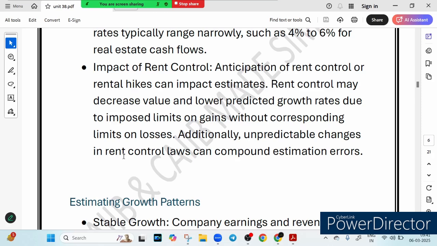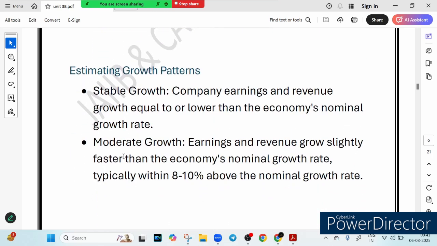So the final thought is that DCF valuation is only as good as the growth estimate you put in. Be realistic, cross-check multiple sources, and always consider external risk. That's the point. Now let's talk about estimating the growth pattern. How do we estimate the growth pattern? Let's talk about it now.